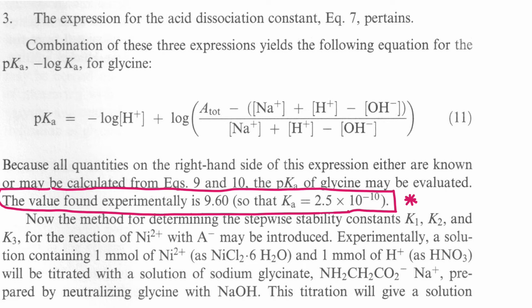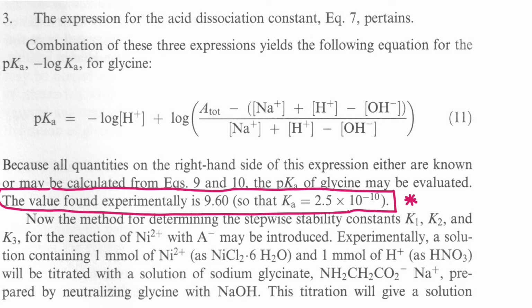Now it's given to you here, Ka is 2.5 times 10 to the minus 10. Now you can use this value in the calculation of the equilibrium constant of glycine with nickel. We turn now to determination of K1 and K2 for the reaction of nickel 2 plus with A minus, which is glycinate. You have to pay good attention that we are reacting nickel 2 plus with glycinate A minus, or sodium glycinate, which we're going to prepare.